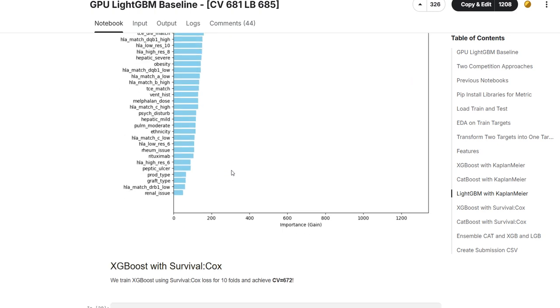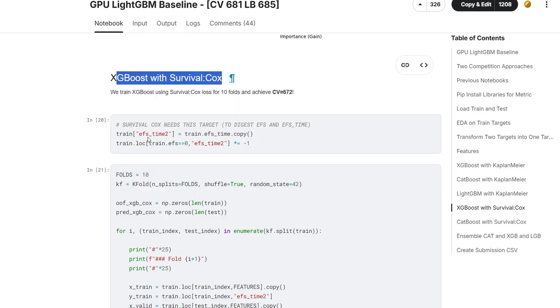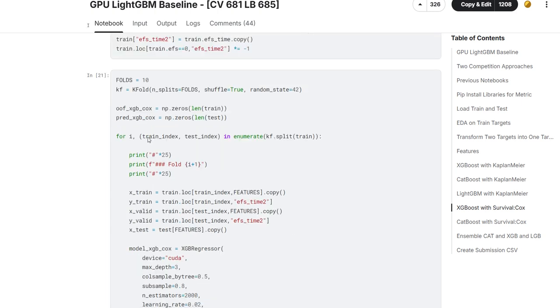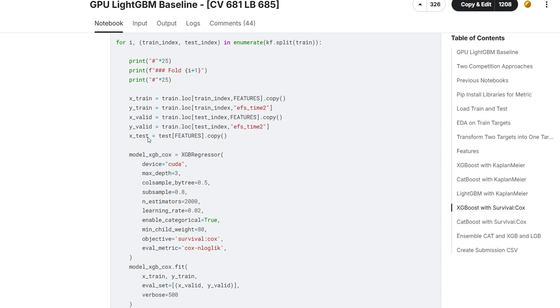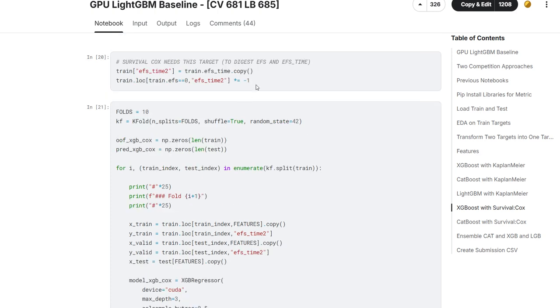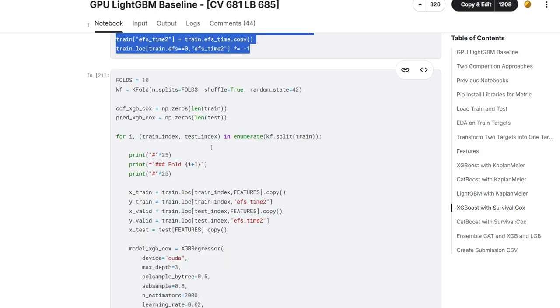Now, the notebook switches gears and uses the second approach mentioned at the beginning, directly modeling survival using a Cox Proportional Hazards loss function within XGBoost. This is a clever trick. To use the Cox loss, we need to modify the efs time variable. If efs is 0, no event, the corresponding efs time is multiplied by -1. This tells the Cox model that these are censored observations.